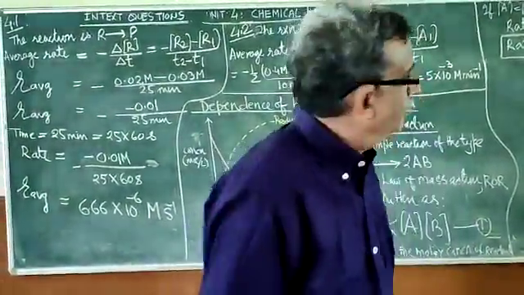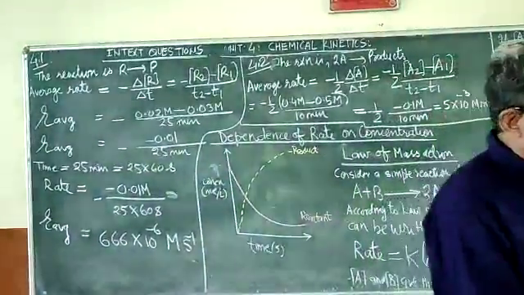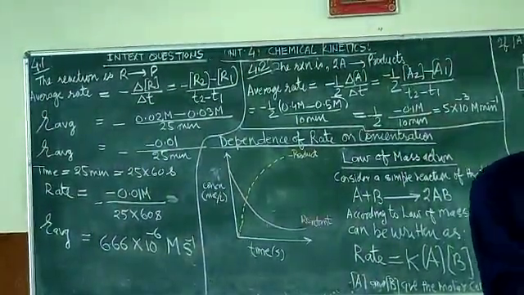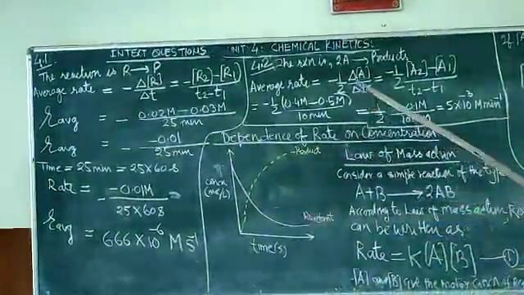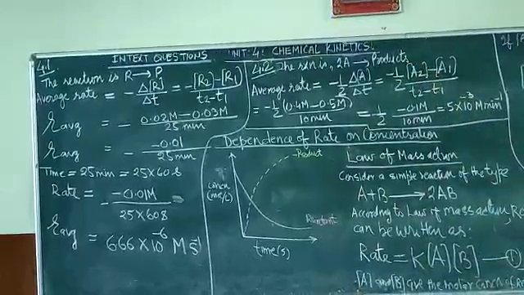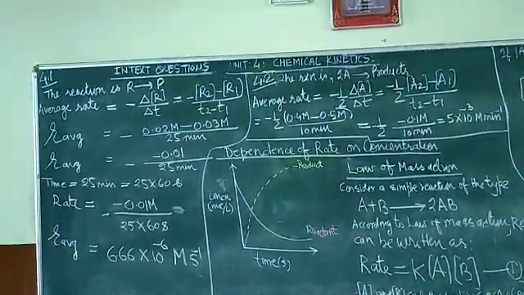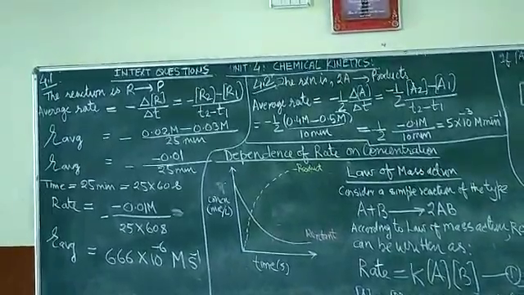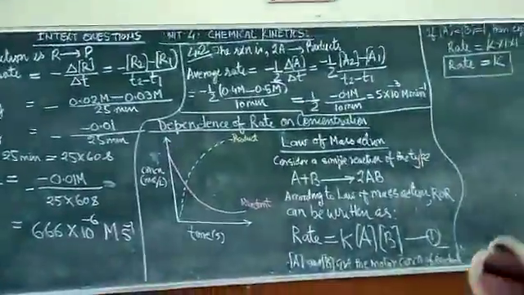Let us see problem 4.2. Please see your NCERT books. I read the problem for you. In a reaction, 2A giving you products, the concentration of A decreases from 0.5 mole per liter to 0.4 mole per liter in 10 minutes. Calculate the rate during the interval.